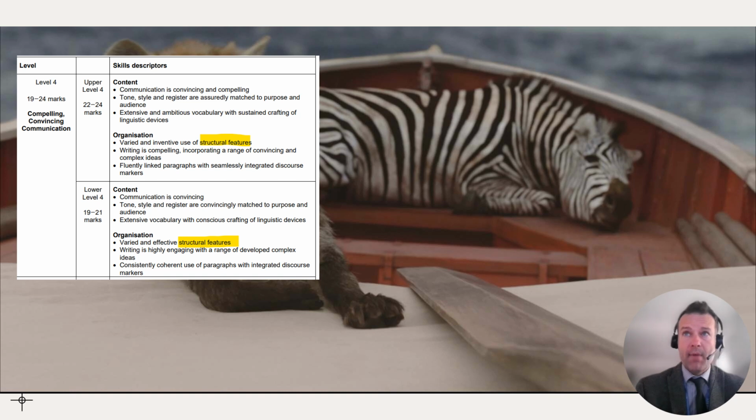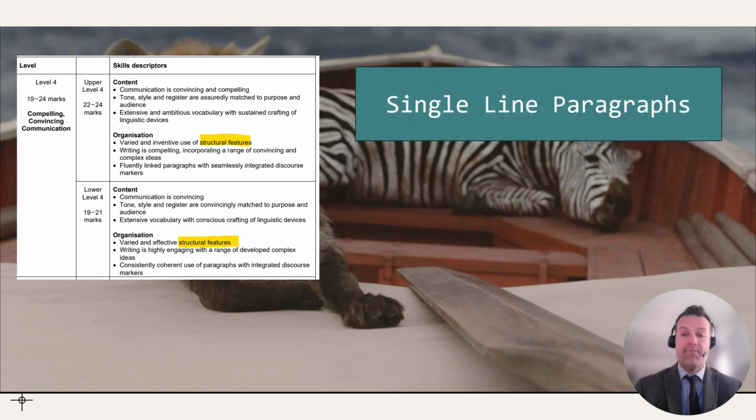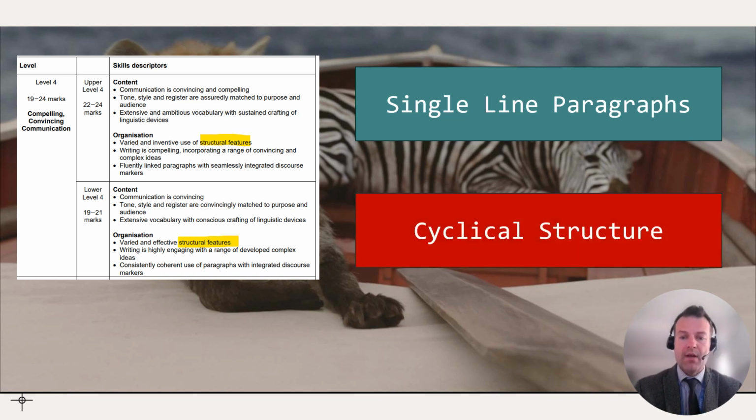To get those top marks, we need to use varied and inventive use of structural features, and to get the lower level, varied and effective structural features. Now, there's loads of different ways to do this, but essentially there are two aspects that I would urge all of my students to have a look at. Firstly is to think of how we can use single line paragraphs, not too many of them, and also how we can use what's called a cyclical structure to really give our writing that bit of structural flair. So I'm going to show you how perhaps that can be done.